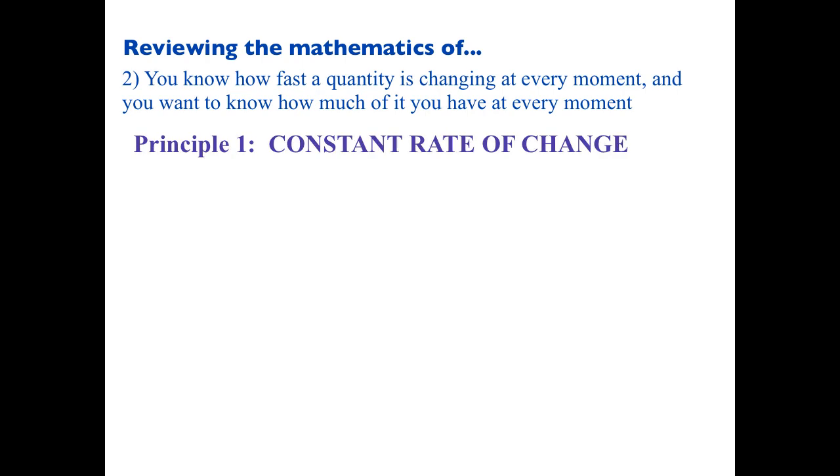Principle 0, we said variables vary. Got to have an image of variables varying, not just meaning a constant, fixed, unknown, but that variables actually vary. Okay, so principle 1, constant rate of change. Here's a real simple example. What does 60 miles per hour mean? It means you go 60 miles every hour, right?